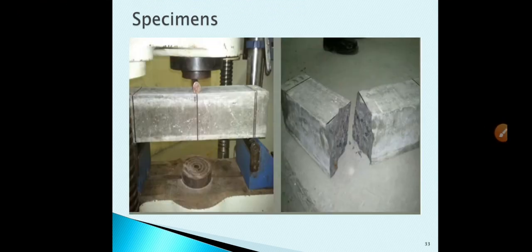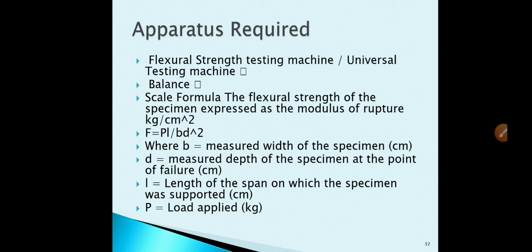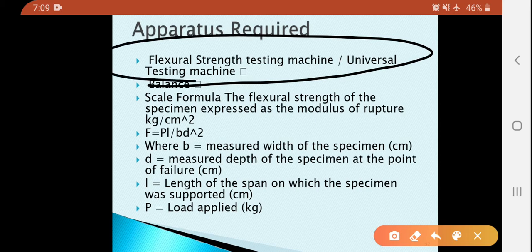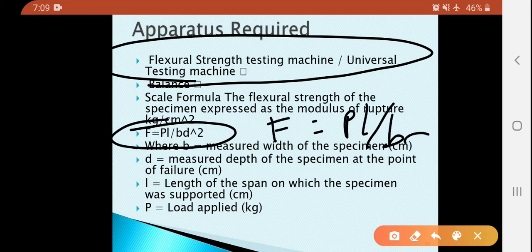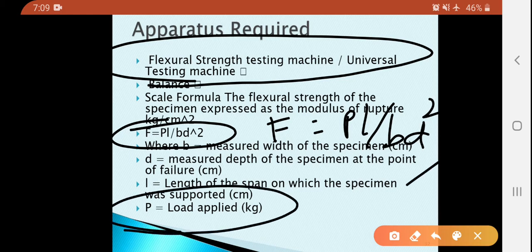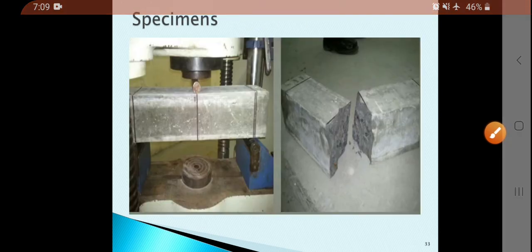Apparatus required. First, the flexural strength testing machine, and next a scale. The formula for calculating the flexural strength is PL divided by BD squared. P is the applied load in kg, L is the length of the specimen, B is the breadth of the specimen, and D is the depth of the specimen.